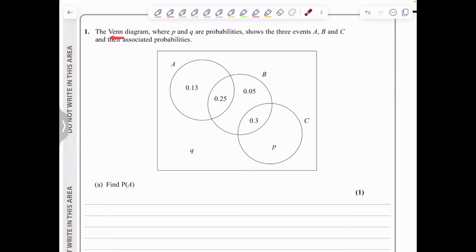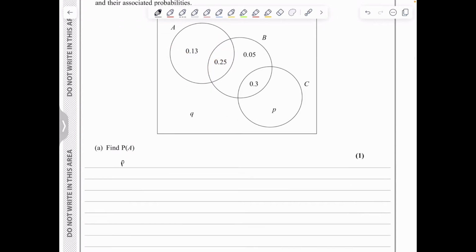In question 1, we've got the Venn diagram here showing the three events A, B, and C with the associated probabilities. And in part A, we need to find the probability of A. Well, the event A is what I'm shading here in red. So obviously, we can say that the probability of event A happening is simply the 0.13 plus the 0.25, which gives an answer of 0.38.